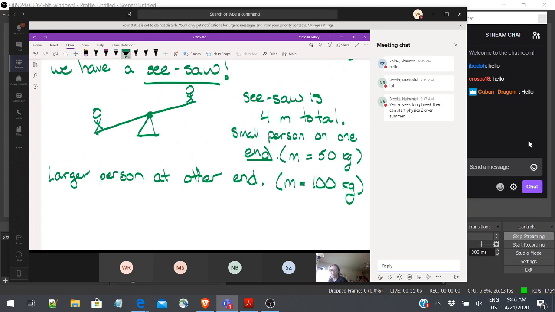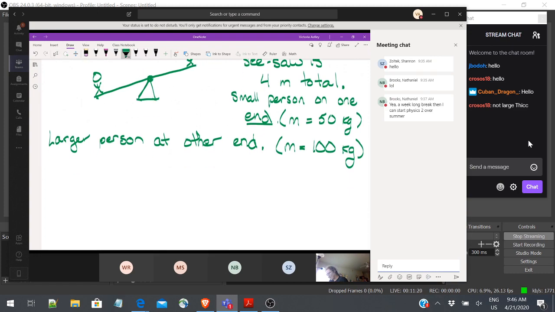So, tell me what's going to happen. They're almost the same size, and one of them has twice as much mass. So thick does sound like a better idea. If they just started out like this, with a small person here and my larger person here, what would happen? Seesaw will bob up and down until it reaches equilibrium.